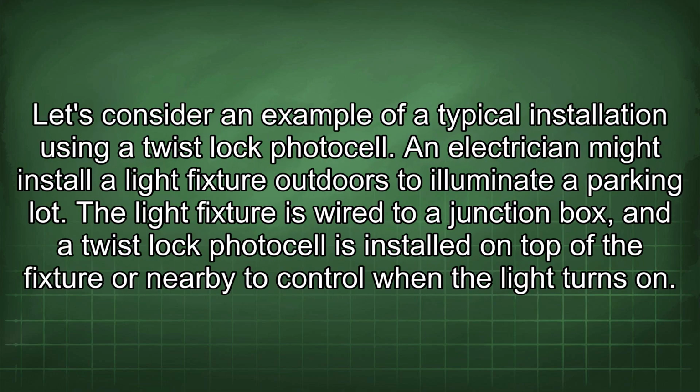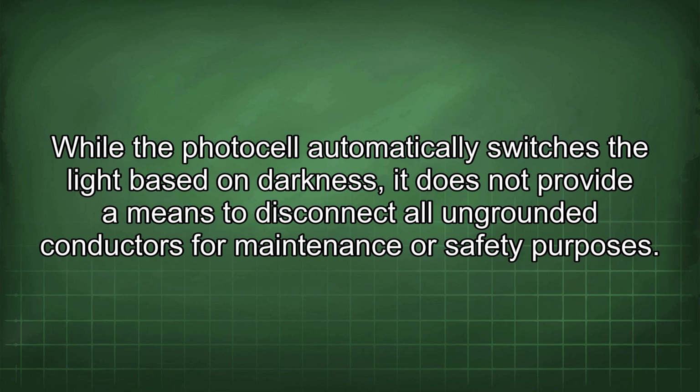Let's consider an example of a typical installation using a twist lock photocell. An electrician might install a light fixture outdoors to illuminate a parking lot. The light fixture is wired to a junction box, and a twist lock photocell is installed on top of the fixture or nearby to control when a light turns on. While the photocell automatically switches the light based on darkness, it does not provide a means to disconnect all ungrounded conductors for maintenance or safety purposes.